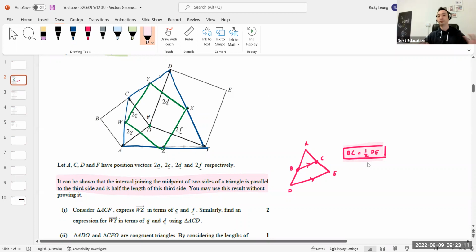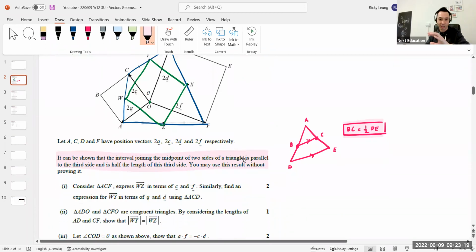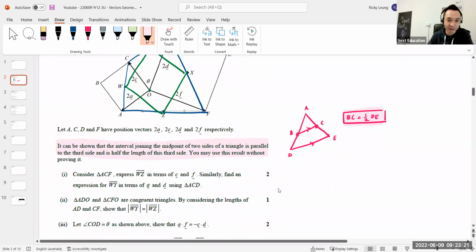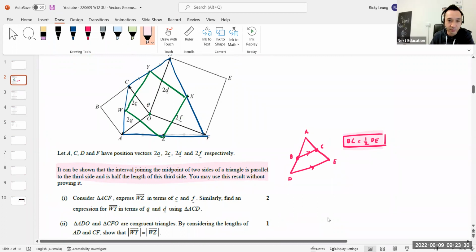So there it is. Now let's do the question. That's just translating the descriptions of the question into a diagram and our understanding. Let's go there now. So consider, what's it saying? Consider triangle ACF. So where is that?